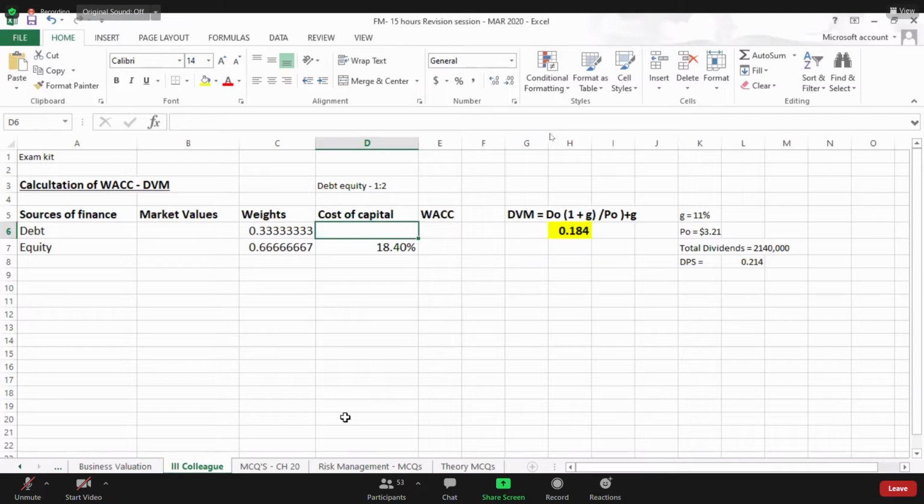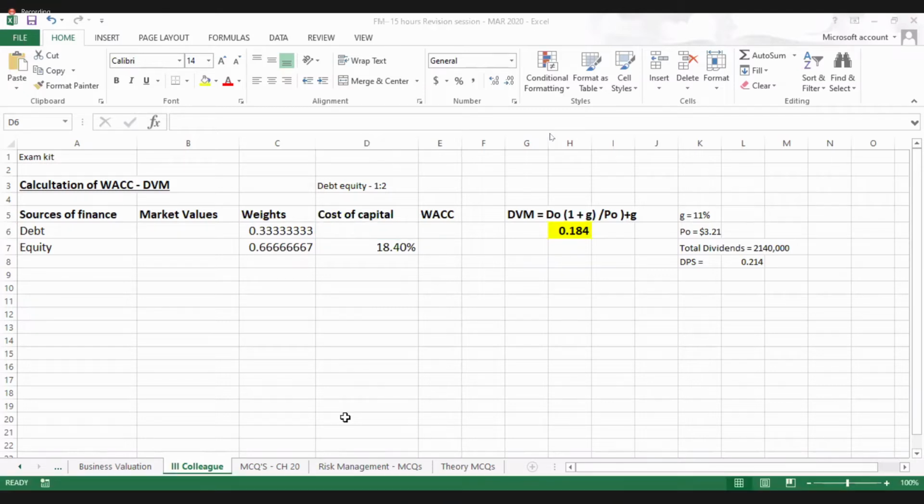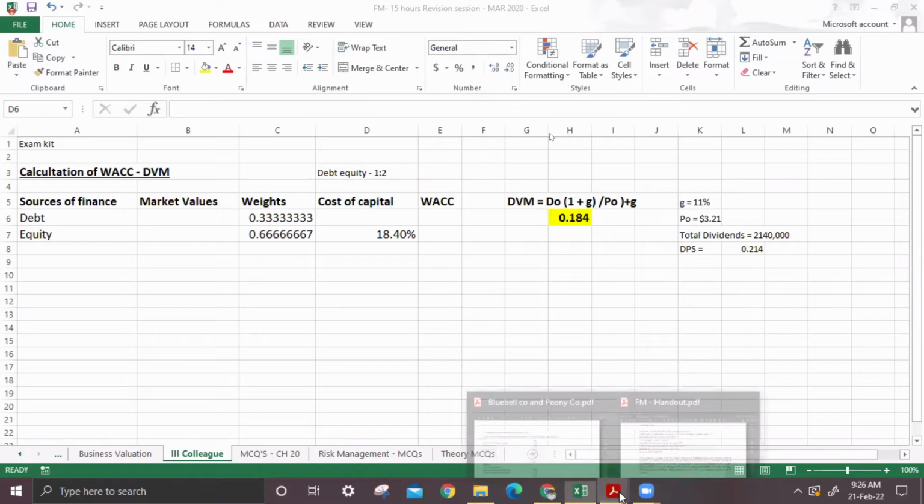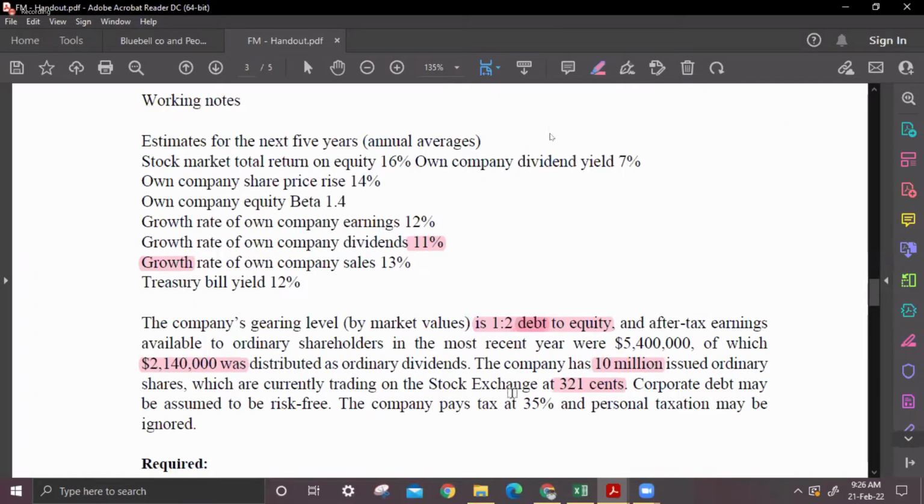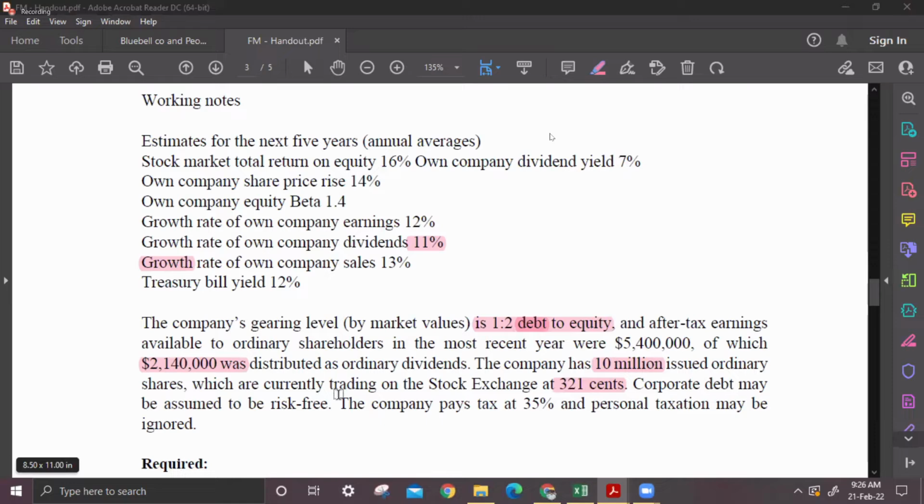What about your cost of debt? How much is your cost of debt? Have they given it to you? Yes, the corporate debt may be assumed to be risk-free. The company pays 35% tax, and personal taxation might be ignored. So how much is my debt?